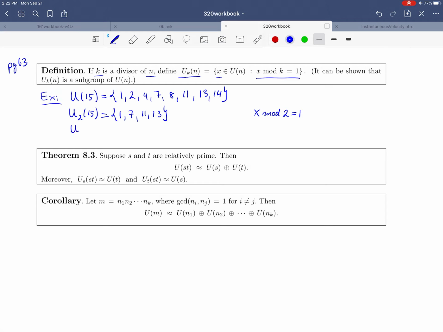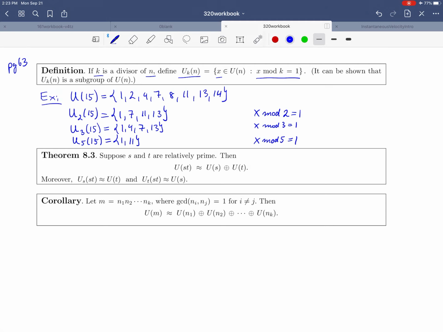Or we could look at U sub 3. There we have x mod 3 is equal to 1. So that's 1. What else is in there? 4, 7, and 13. Everything that's 1 bigger than a multiple of 3. Or U sub 5, let's look at that. That would be 1 and 11, and I think that's it. Everything that's 1 mod 5 in our group U of 15.